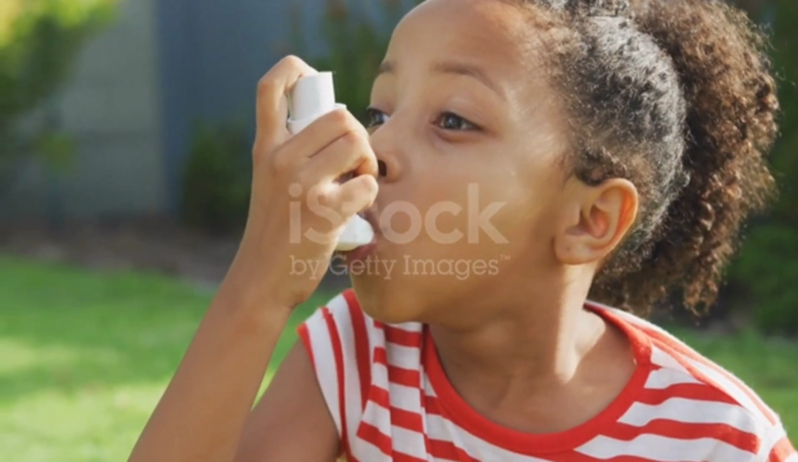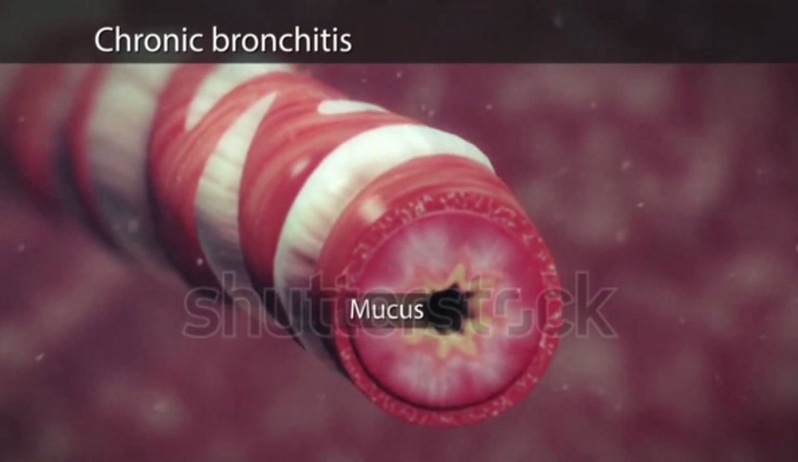anti-inflammatory medications. Chronic obstructive pulmonary disease, COPD.